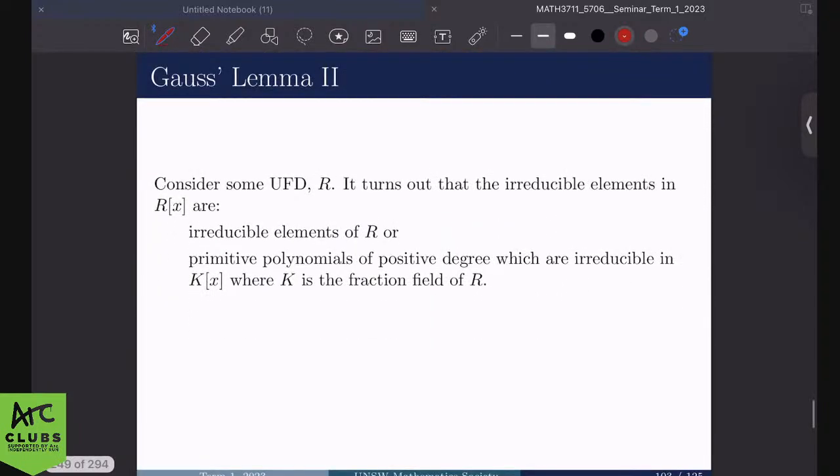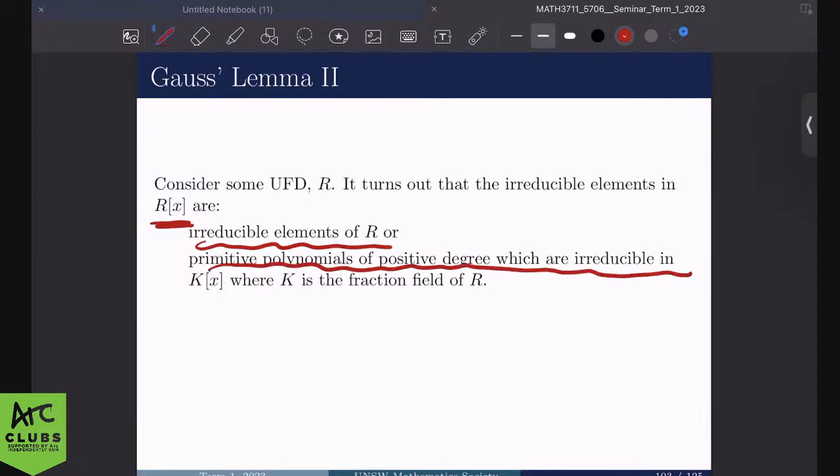Alright, so on that basis, if you use Gauss's lemma, it turns out that the irreducible elements of R[x], which is the set of polynomials with coefficients in R, are all either irreducible elements of R, or they are primitive polynomials that are also irreducible in K[x], where K is the fraction field. What does this mean? What does it mean for a primitive polynomial to be irreducible in K[x]?